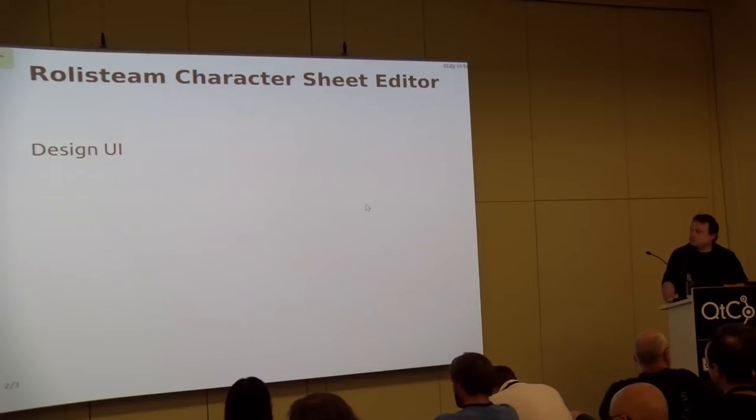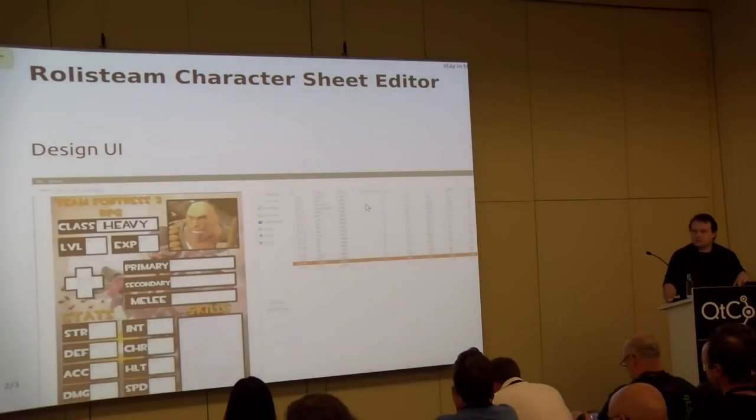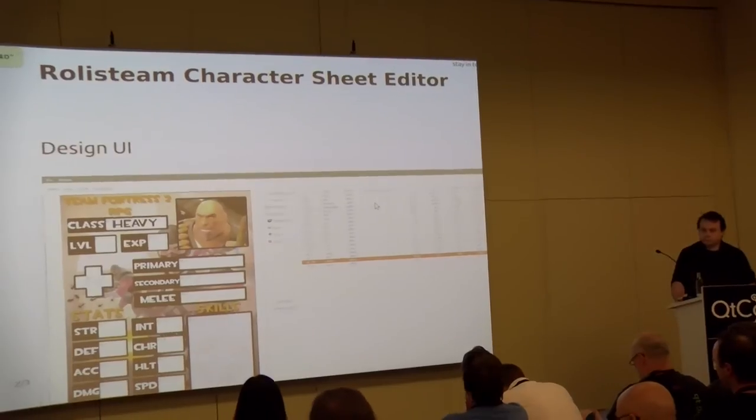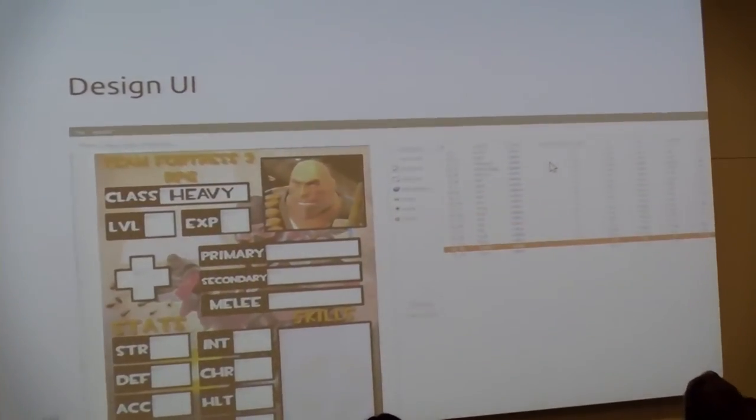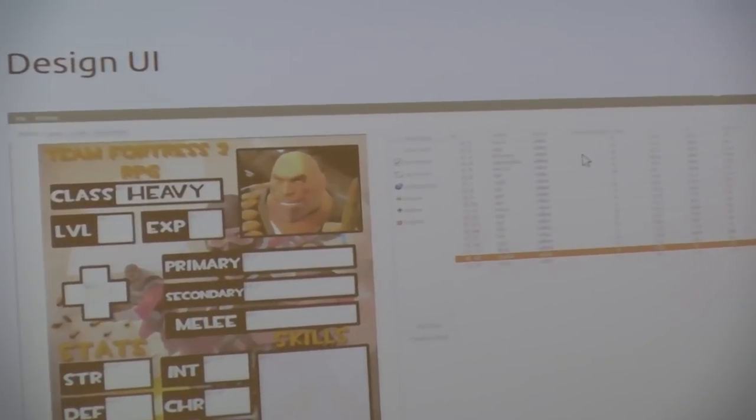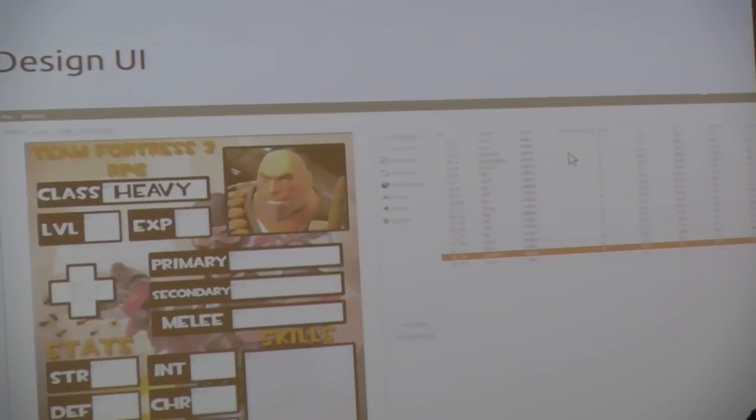So the first feature of this software is to design the user interface. Basically, you drop a character sheet background and put fields in the right place. Of course, field properties can be amended, such as positioning, background color, font, and so on.